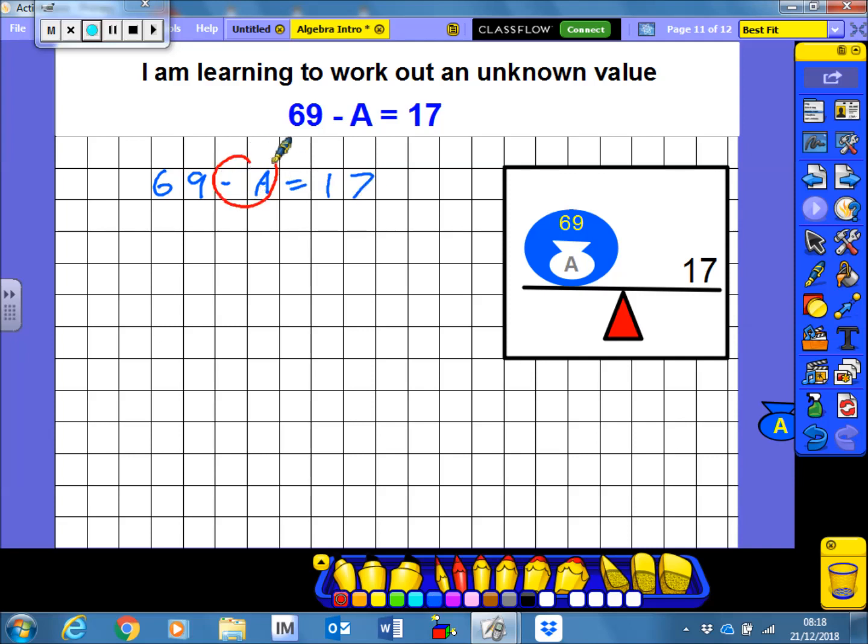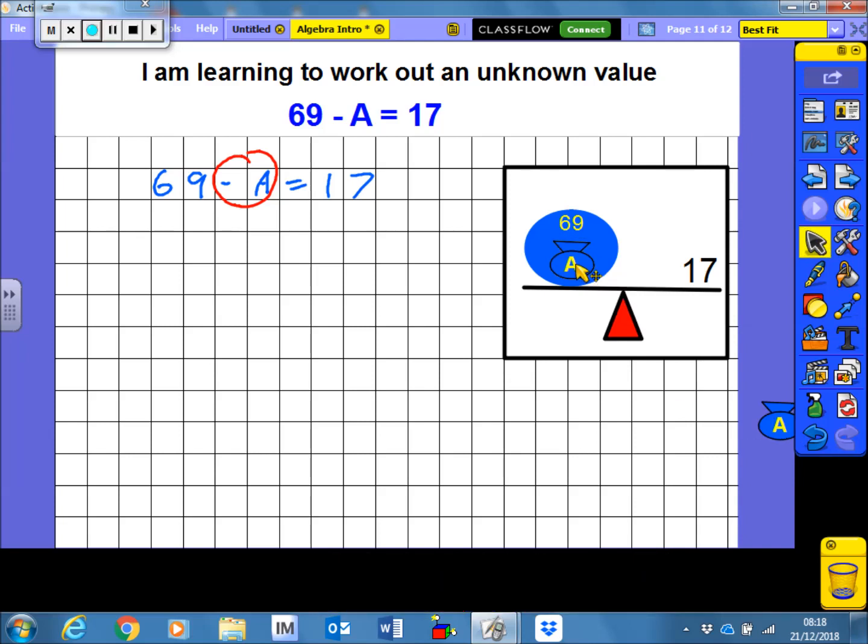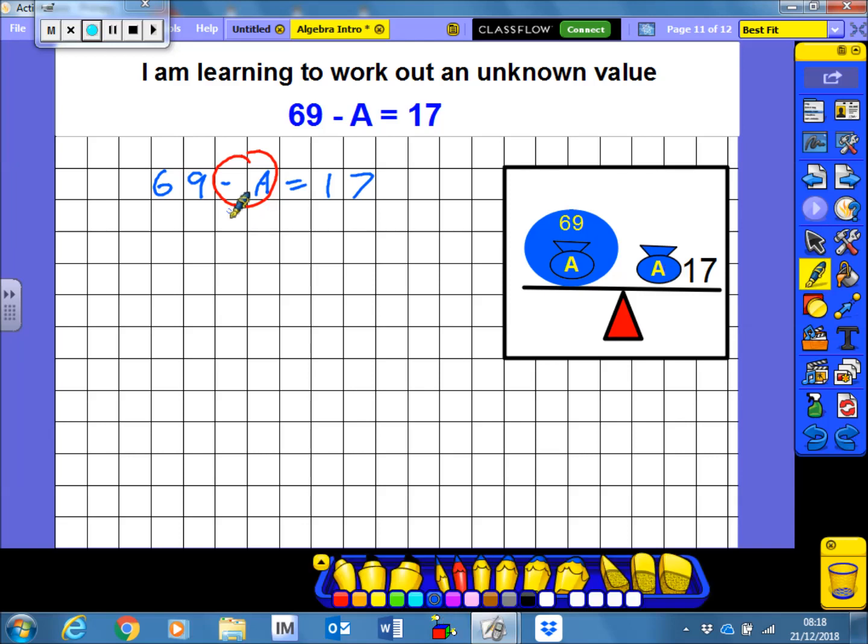We hate minus A's. And we see here that what this is what would have been 69, but we've taken away A. So what we do, we add A onto here, which unbalances the scales, makes it too heavy. So then we add A onto this side, and that rebalances the scales. So what we've done is we've done 69 equals 17 plus A. And the scales are balanced there.